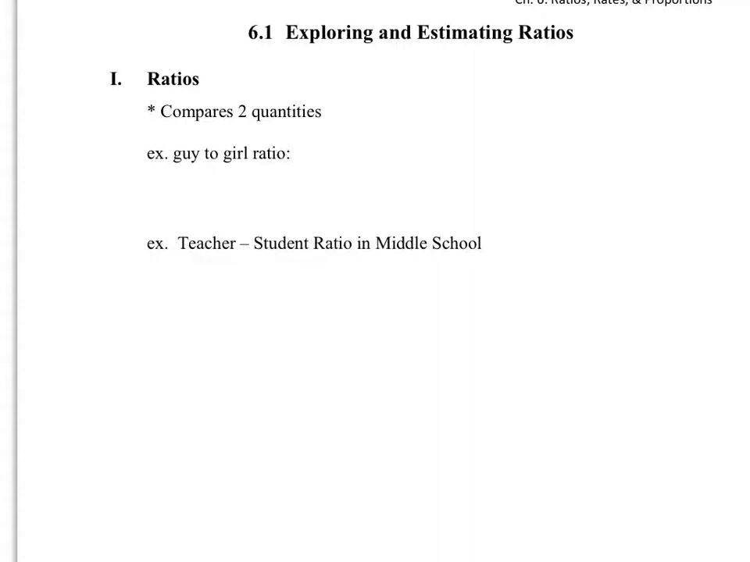So a ratio, first off, it compares two quantities. Quantities are numbers, amounts. How much do you have of something? So it's always represented in a number. Okay? That's a quantity. Got it. You can compare two of them.